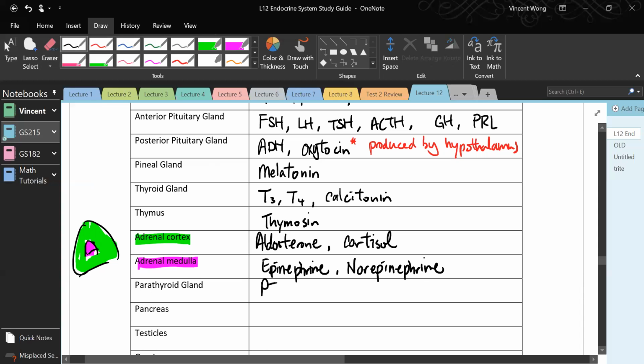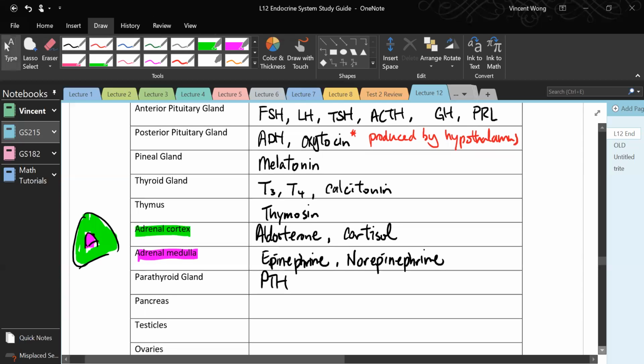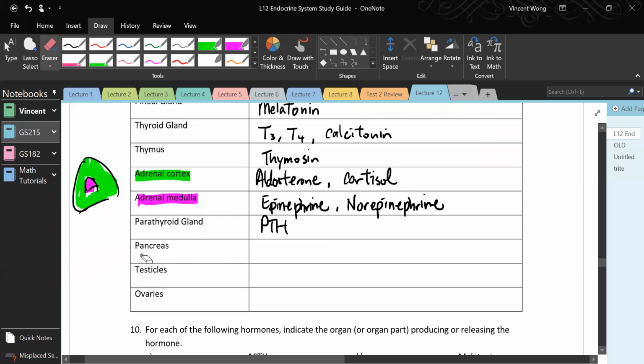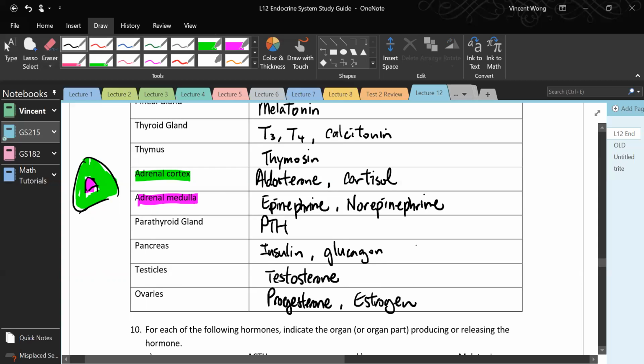Parathyroid gland, parathyroid hormone. You need that when you don't have enough calcium in the blood. Pancreas, insulin, when you have too much glucose in the blood. And glucagon, when glucose is too low in your blood, you need glucagon to bring it back up. Testicles, testosterone, and ovaries, progesterone and estrogen. There you have it.